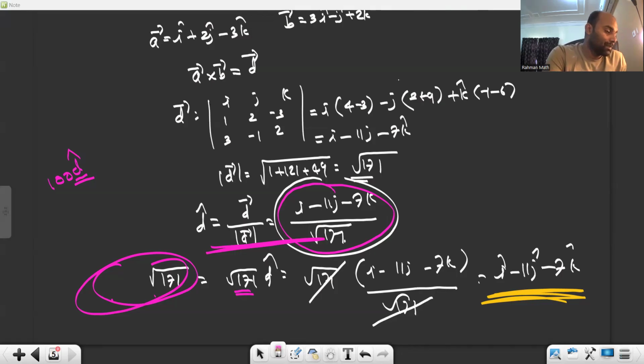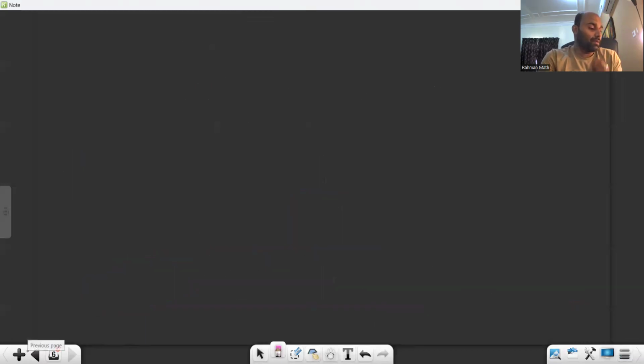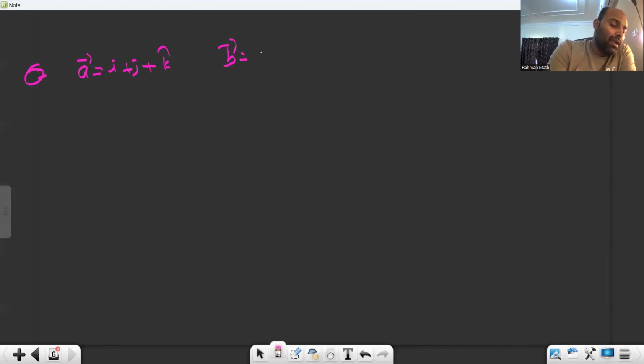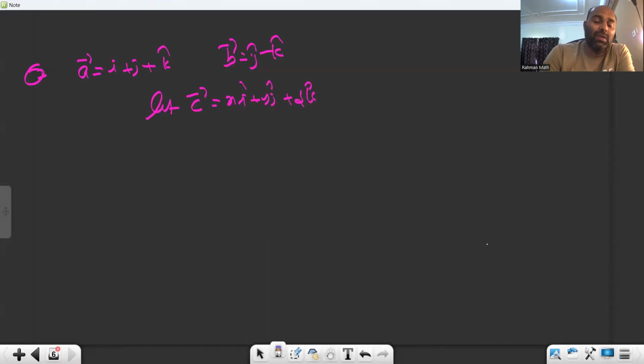Question number seventh one. Given that A equals i plus j plus k, B equals j minus k. Let C equal xi plus yj plus zk.